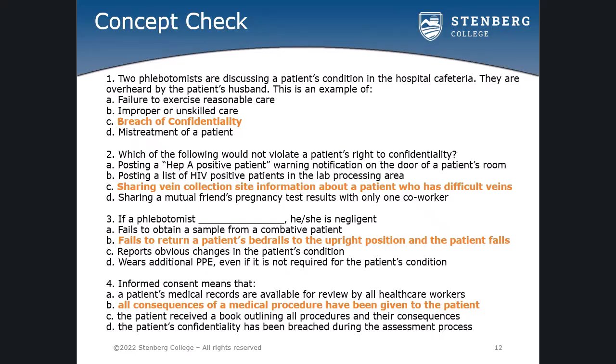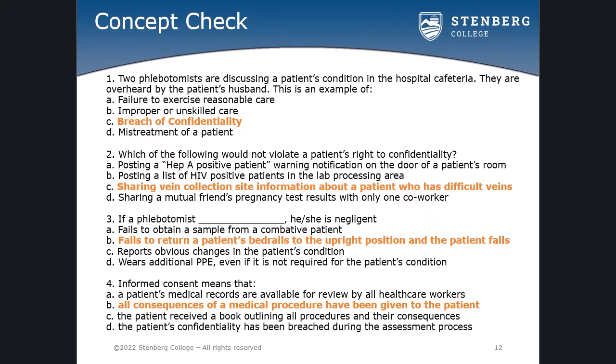Question 2. Which of the following would not violate a patient's right to confidentiality? The answer is C, sharing vein collection site information about a patient who has difficult veins. It is okay to share information among coworkers about where to find a patient's veins that are difficult to find. It is necessary to do your work and does not involve releasing private medical information.